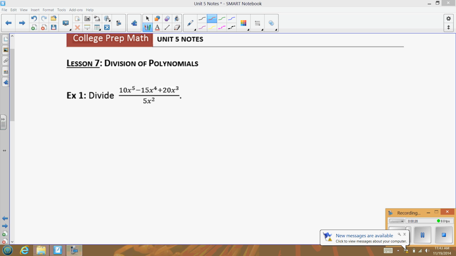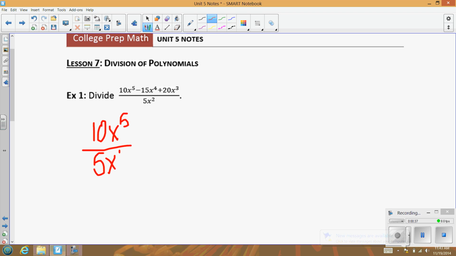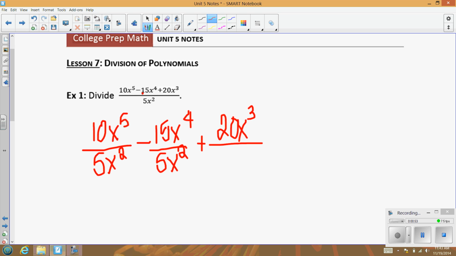So I actually have 3 things that I need to look at. So I'm going to split this up as 10x to the 5th divided by 5x squared minus, so then I'm going to do the second term in the polynomial, so minus 15x to the 4th divided by 5x squared plus 20x to the 3rd divided by 5x squared. So essentially I'm dividing each individual monomial by the 5x squared.